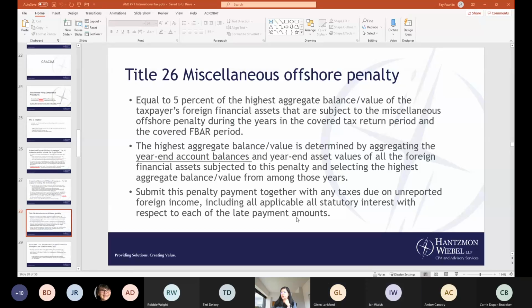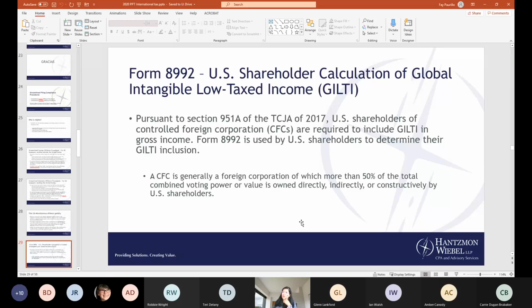Thank you. I'm going to move on to the next form, which is pretty new as well, and this is just recent, 2017, included in the TCJA, where U.S. shareholders of controlled foreign corporations are now required to include in their income GILTI. It's called GILTI. It's Global Intangible Low Taxed Income. And the form that you use for that is the form 8992.